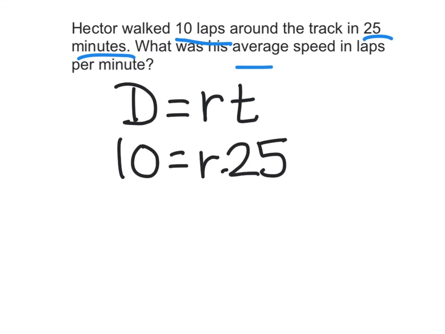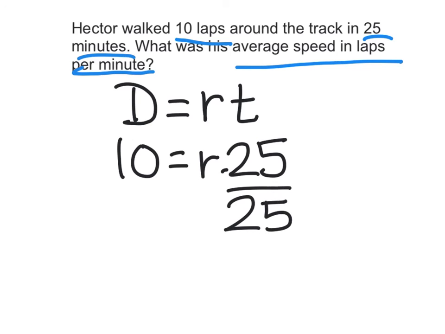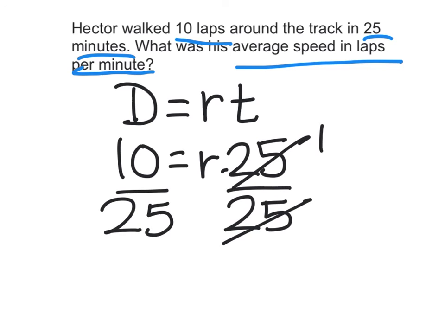What was his average speed in laps per minute? Now, that phrase per minute means how many laps can he do in 1 minute. So what would you do to solve for R? Well, yeah, you would divide by 25. Okay, so R is going to equal 10 divided by 25. Now, let's go ahead and write that as a decimal. I mean, we could reduce it as a fraction. We could divide by 5 and reduce it to 2/5.